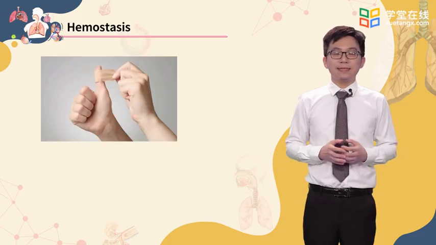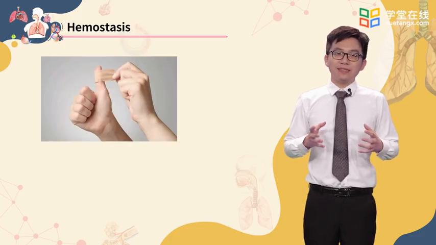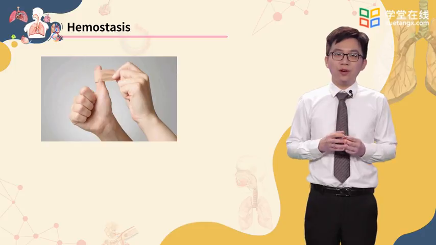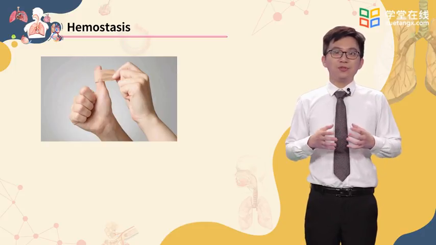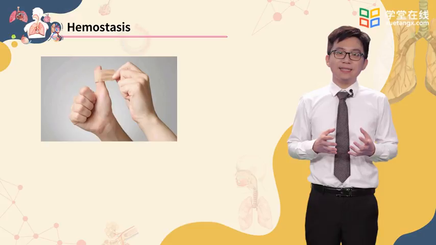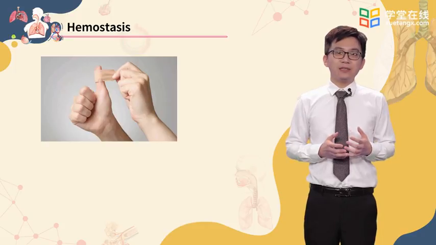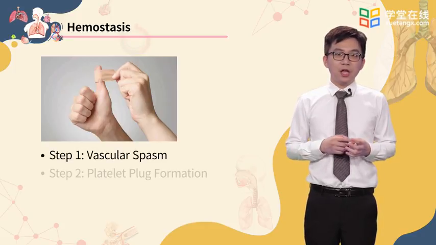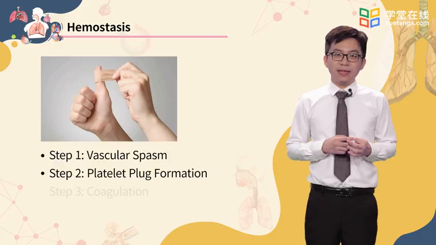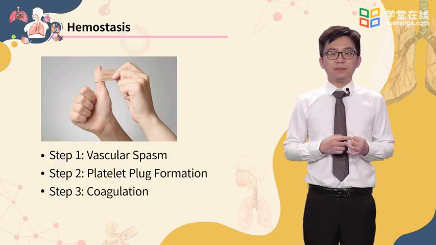This tiny fragment has a whole system in place to prevent you from losing too much blood through a process known as hemostasis. Imagine you accidentally cut your thumb with a very sharp knife. Thanks to the rapid sequence of hemostasis, you would not bleed to death. Basically, hemostasis has 3 stages: vascular spasm, platelet plaque formation, and coagulation.